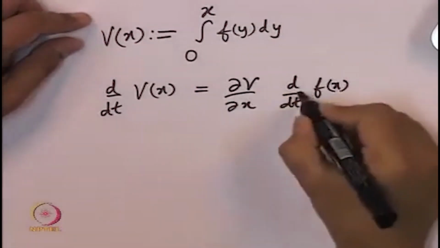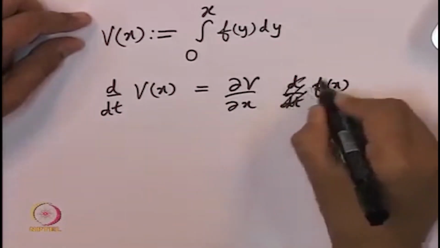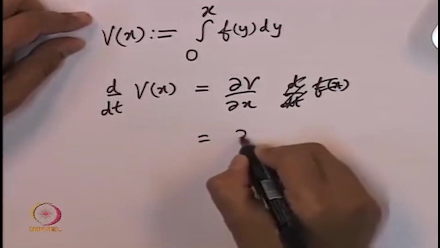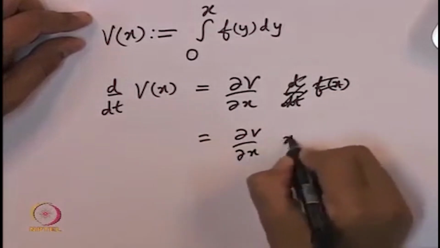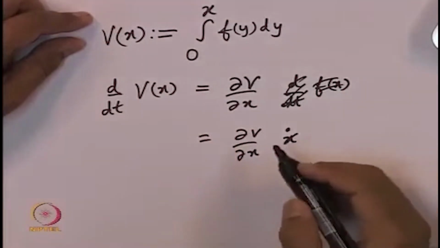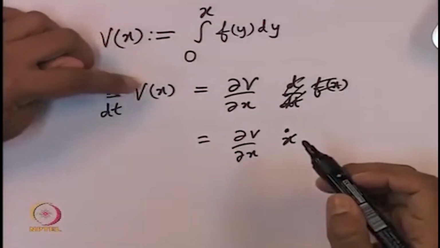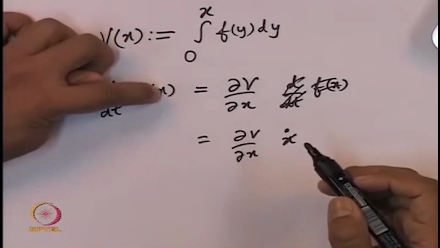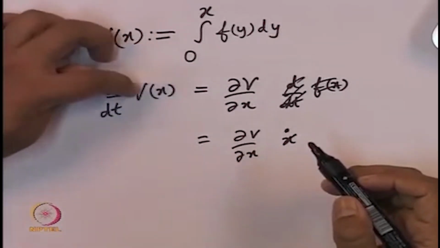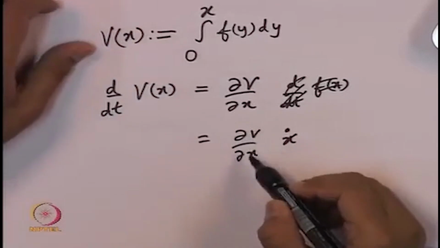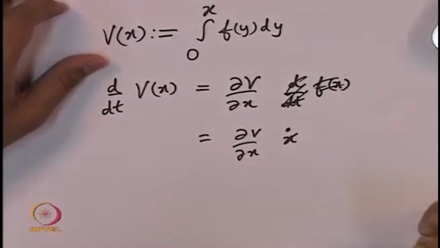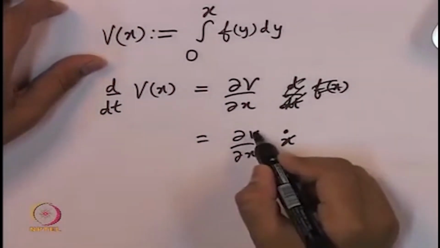Del v by del x times x dot. Because this is a composite function, v is a function of x which is itself a function of time. To differentiate this quantity with respect to time, we will first differentiate v with respect to x and then differentiate x with respect to time, and of course v is a function of only one component x in this case.